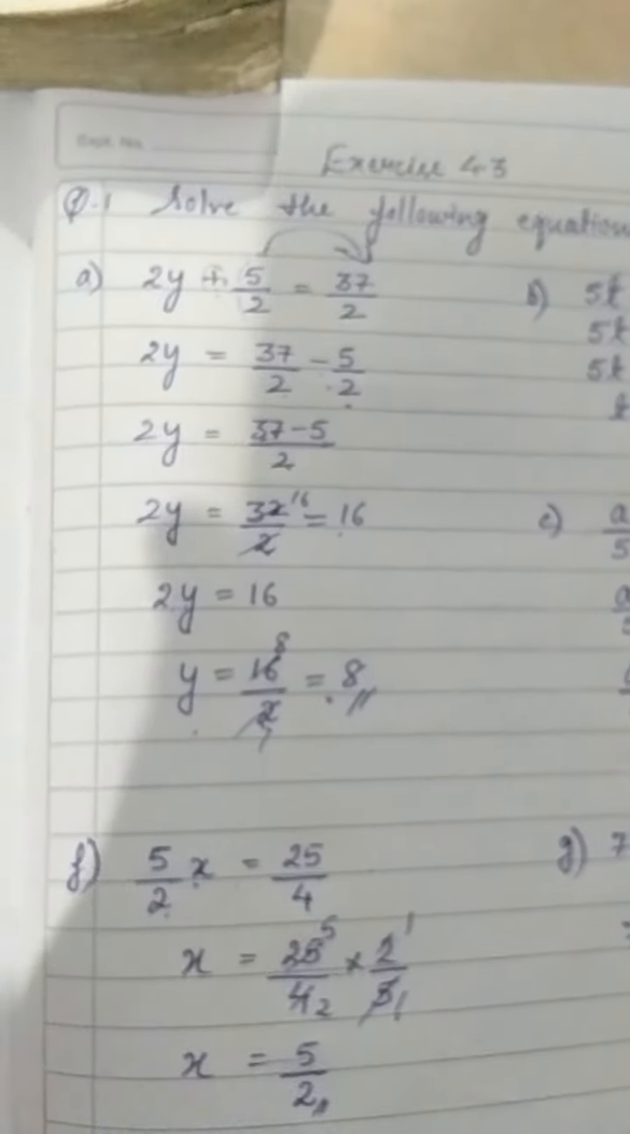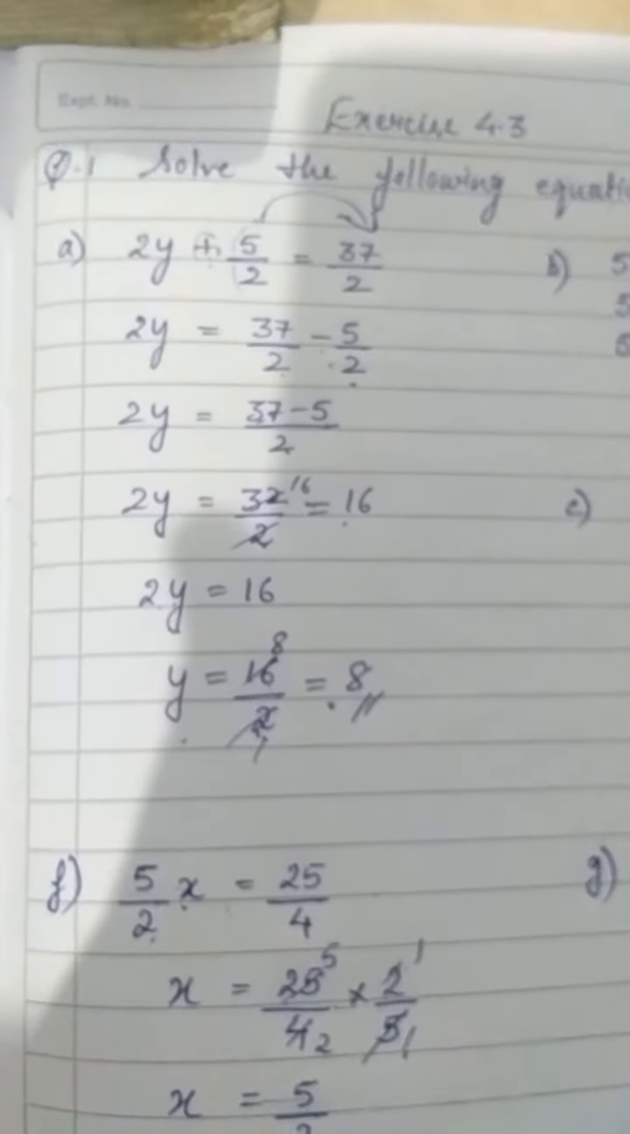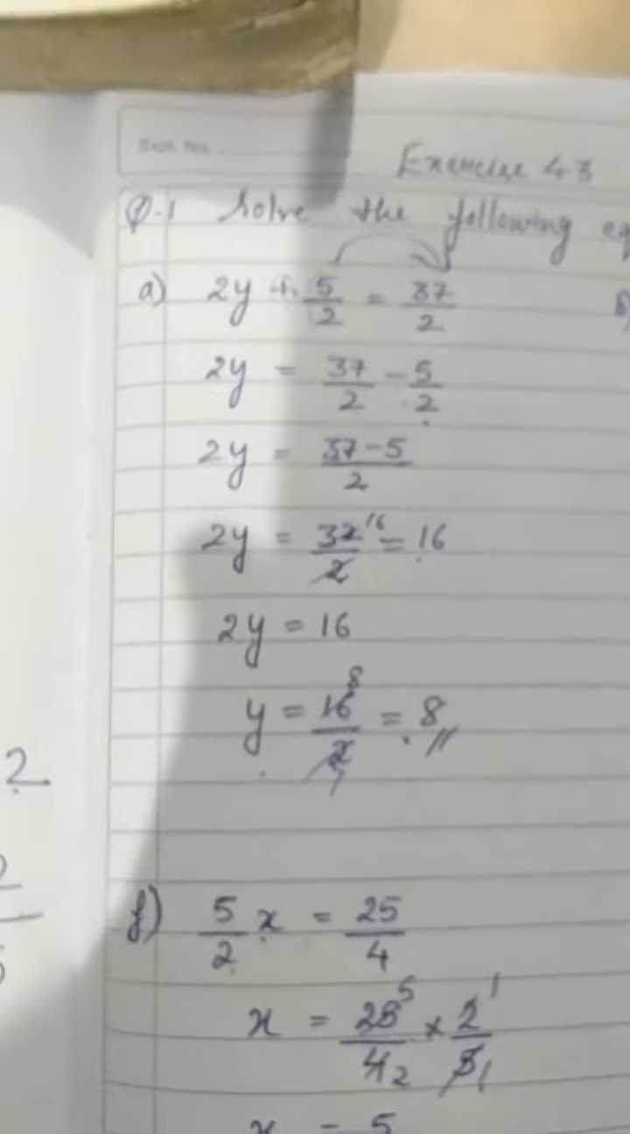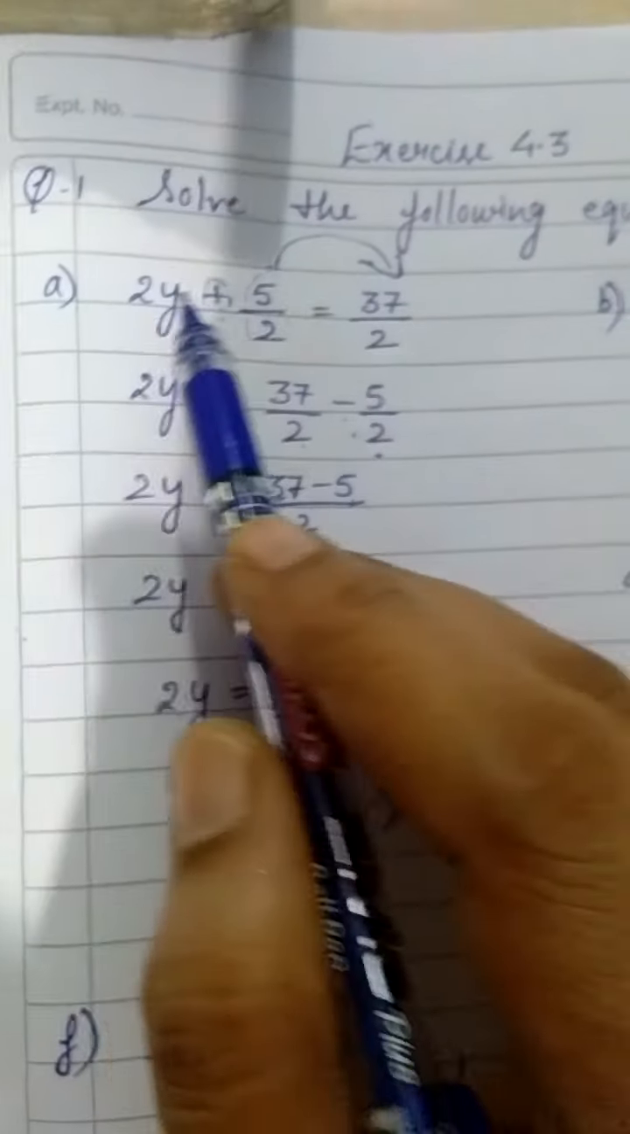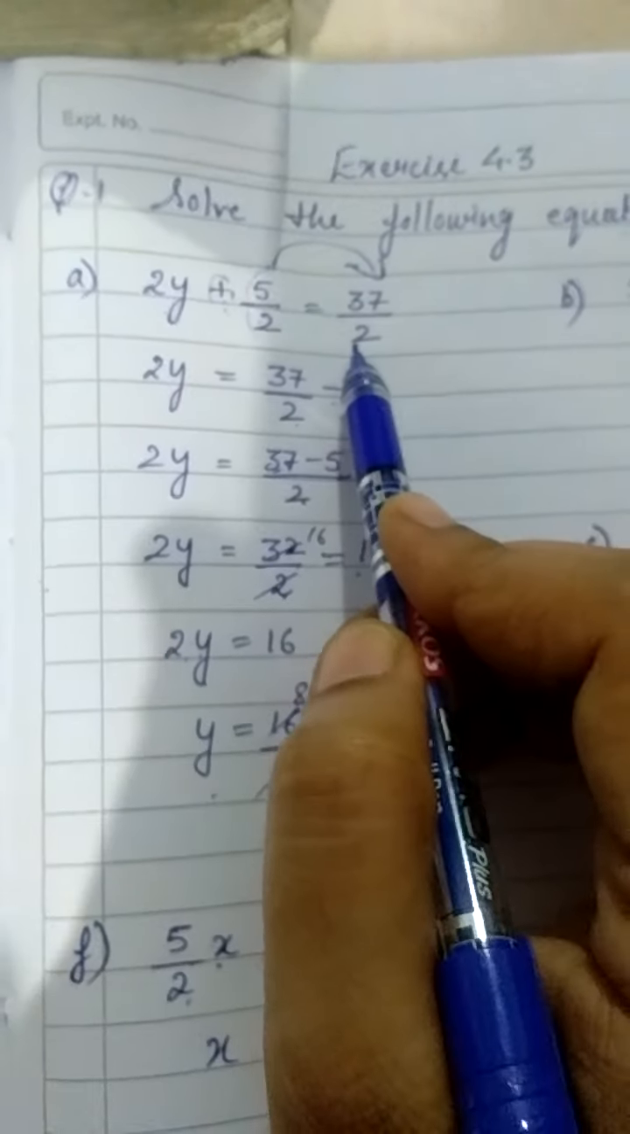Children, this exercise will be following the transpose method for solving equations. Let us start with the first one. It is (2y plus 5) upon 2 is equal to 37 upon 2.